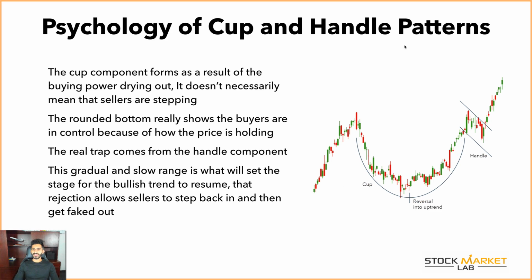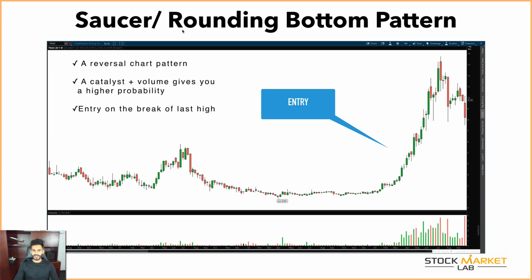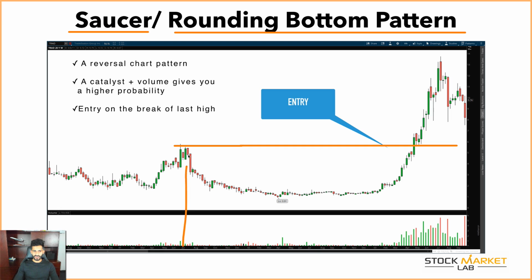Now, besides the cup and handle pattern, we have something called a saucer rounding bottom pattern. Some people call it a saucer pattern. Some people call it a rounding bottom pattern. If you look here, you can see stock got rejected at this point. This was in like July.